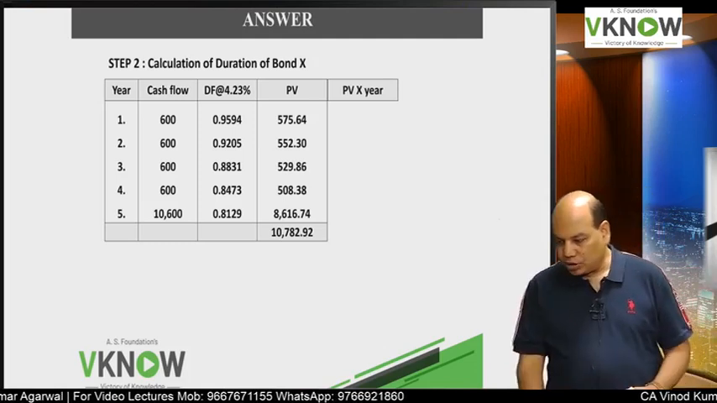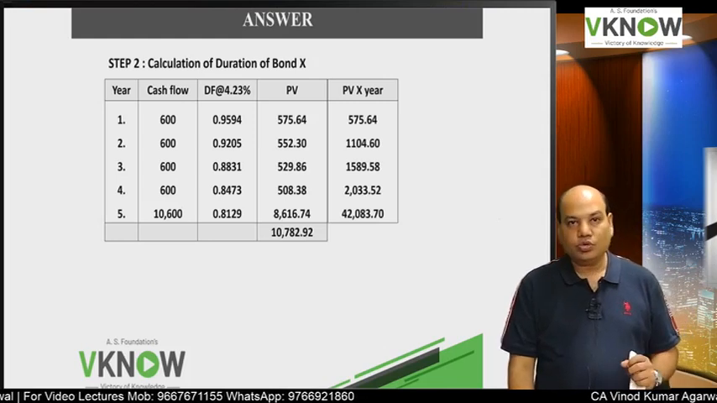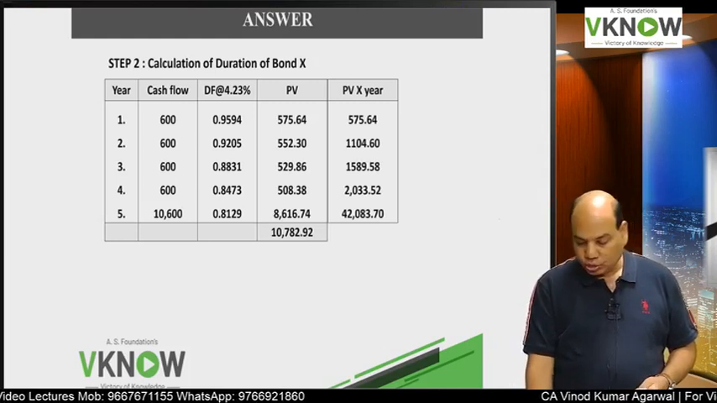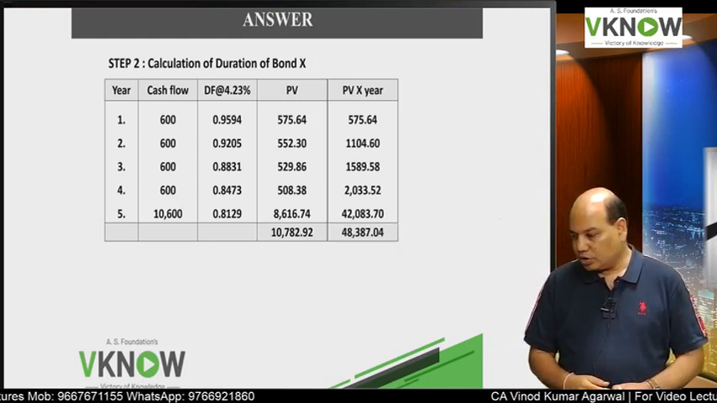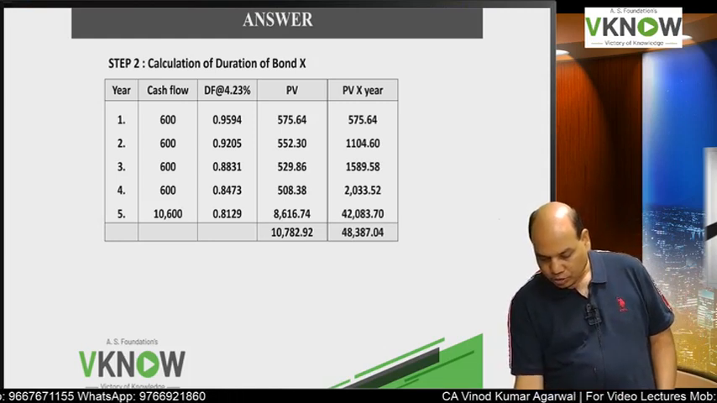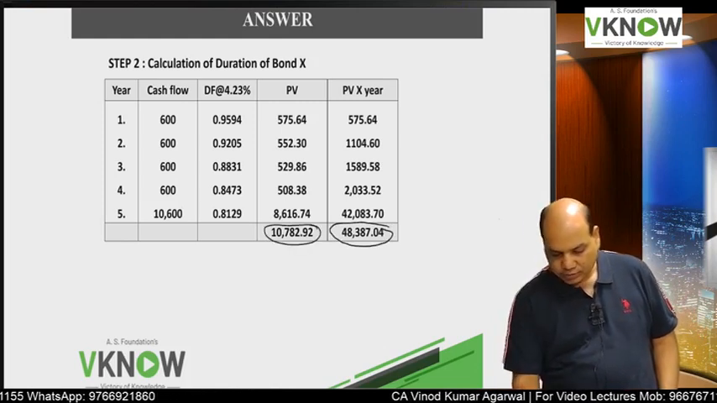Now you compute the last column, multiply and use memory plus function. Total of the last column. Check the answer please, 48,387.04. All of you please note down this number. Later on you can check.